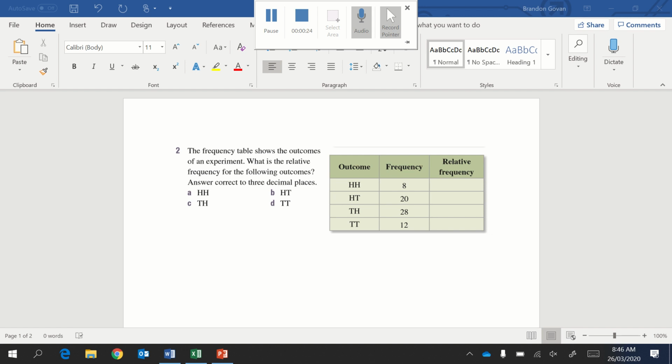Oh, this is Mr. Govan, by the way, just if you didn't recognize the dulcet tones. I'm in the science lab at the moment, so we're crossing to you from the science lab.